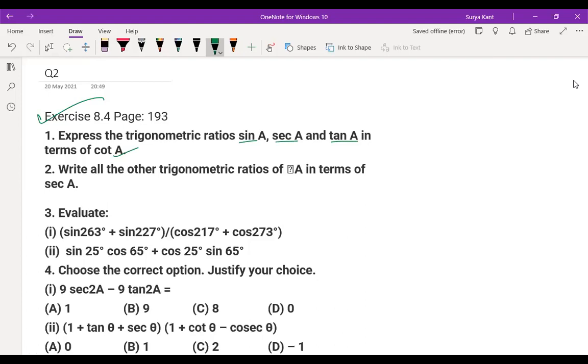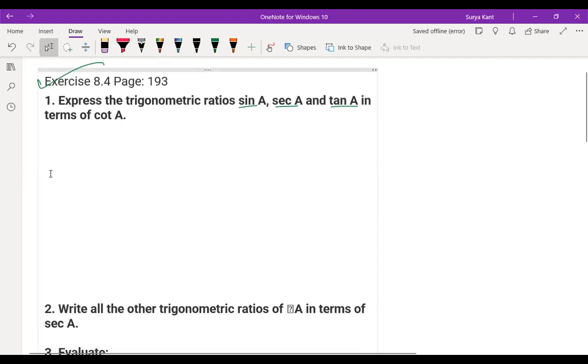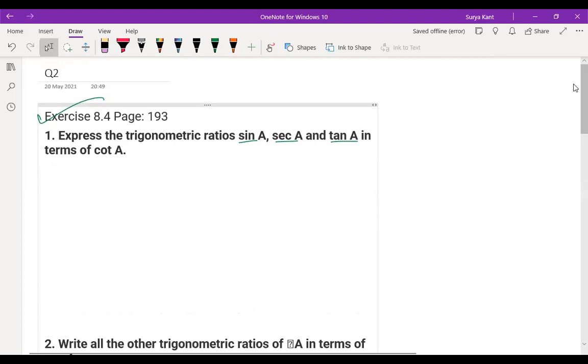Means sine A, how can we write it in cot A form? That is our question here. Anybody knows this? How to write sine A in terms of cot A? See, first of all, to do this, you have to know the identity, right? Who will tell me the identity? Anyone can tell me the identity? Hemant, tell me the identity, all the three identities.